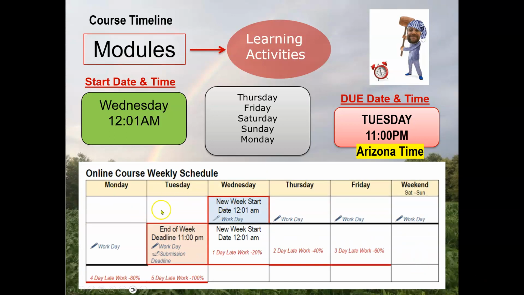So if you look at it overall, you start here on Wednesday, and then you have these days to work on over the weekend. It gives you a weekend, and then the deadline is always on Tuesday, and the next week always starts on that Wednesday. Also, the work gets deducted if you're late past that time. That's all in the syllabus.